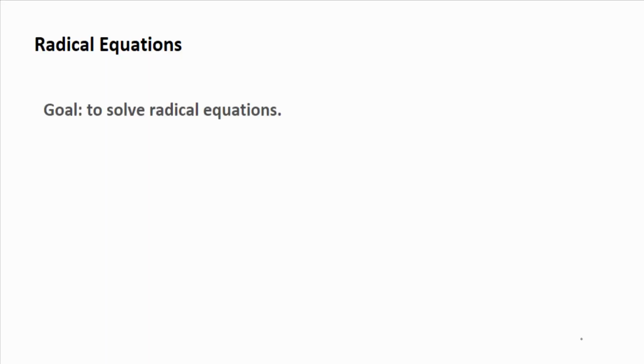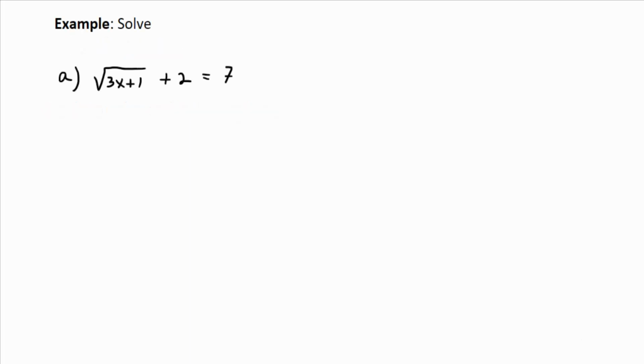Radical equations. The goal is to solve radical equations. A radical equation, surprisingly enough, has a radical in it. So in part A, we have an equation with a single radical, the square root of 3x plus 1. Outside the radical, we have a plus 2, and then that thing equals 7.